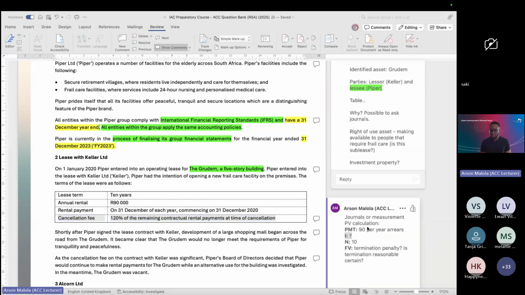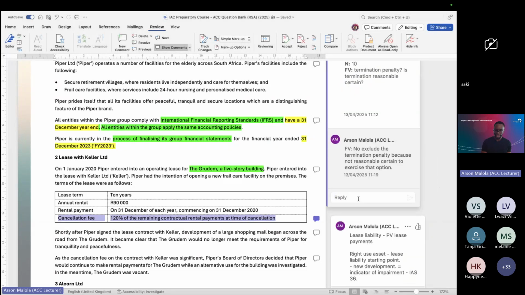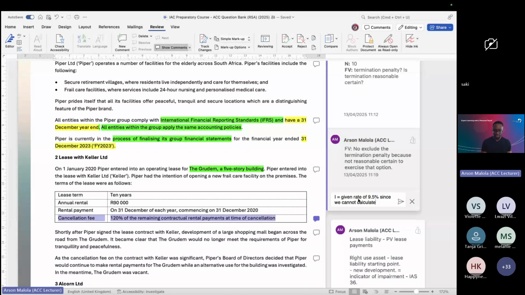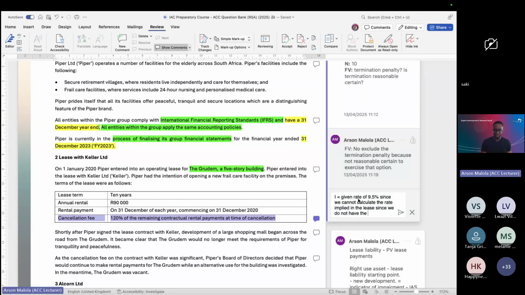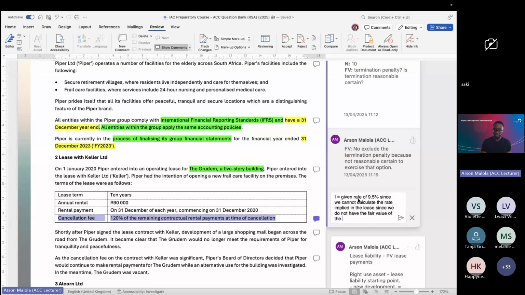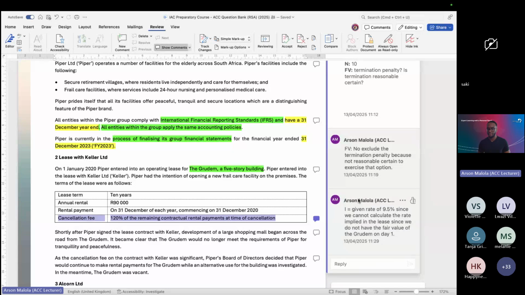Cool. So I'm going to put that comment in here. I equals given rate of 9.5%, since we cannot calculate the rate implied in the lease, since we do not have the fair value of the asset on day one. Again, put that little comment very quickly in your solution if you're asked for a calculation, because that will be where that critical thinking can be demonstrated. So you assessed and etc. and got to that conclusion.